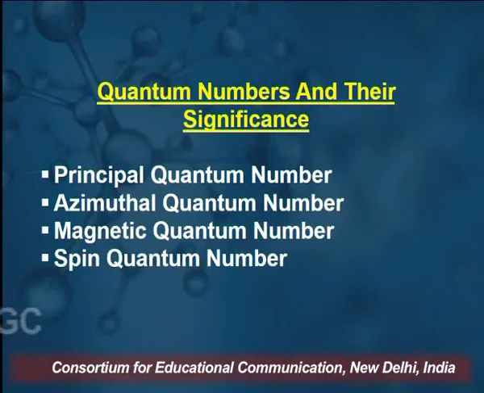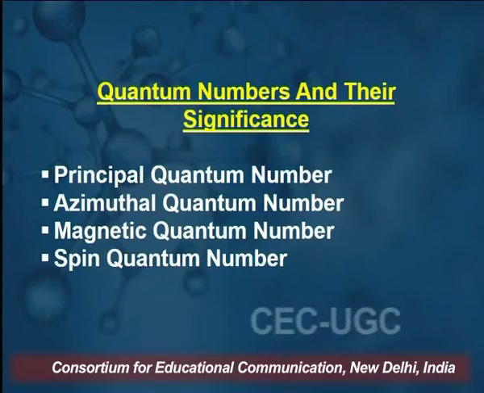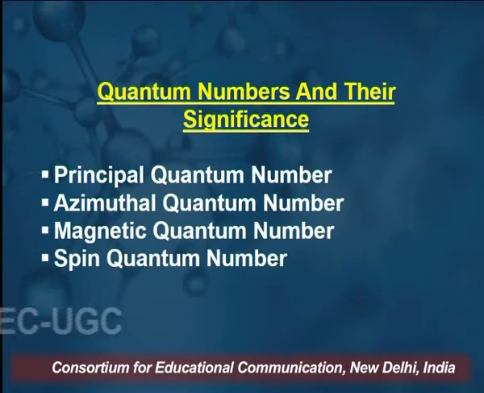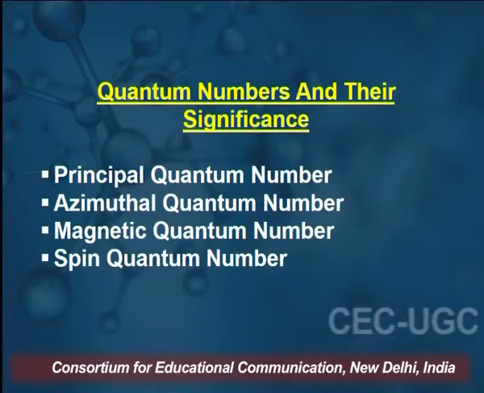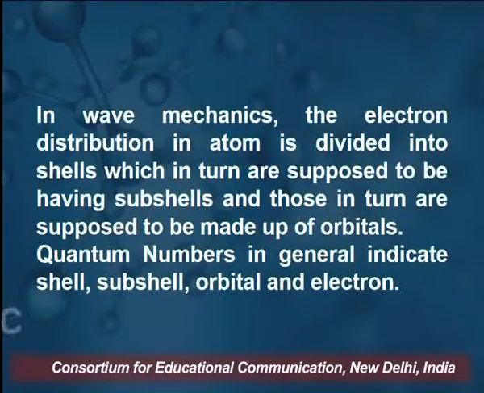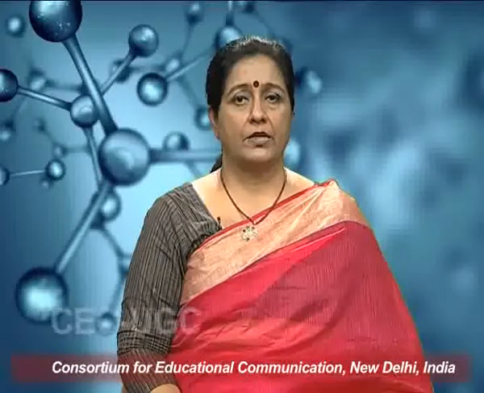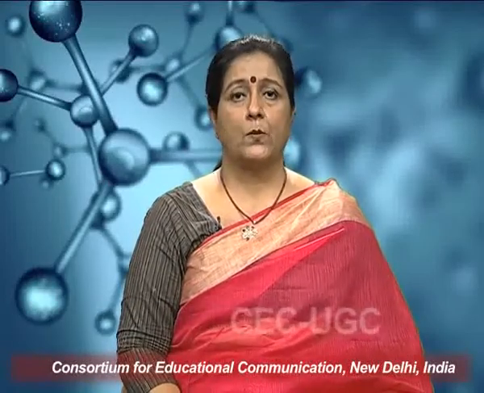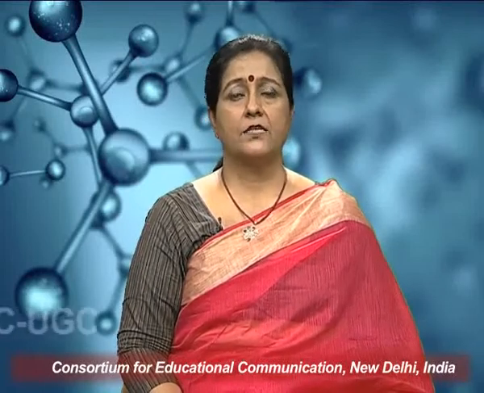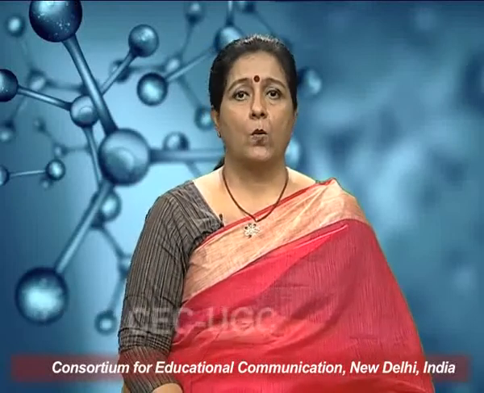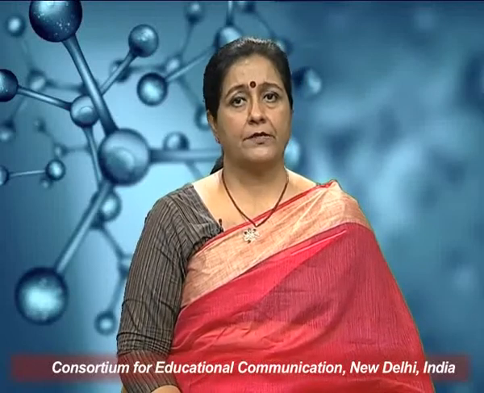Now, before moving further and talking about the Schrödinger wave equation, we first will talk about the quantum numbers and their significance. There are 4 quantum numbers: principal quantum number, azimuthal quantum number, magnetic quantum number, and spin quantum number. In wave mechanics, the electron distribution in an atom is divided into shells, which in turn are supposed to have subshells, and those in turn are supposed to be made up of orbitals. Quantum numbers in general indicate the shell, the subshell, the orbital, and the electron.